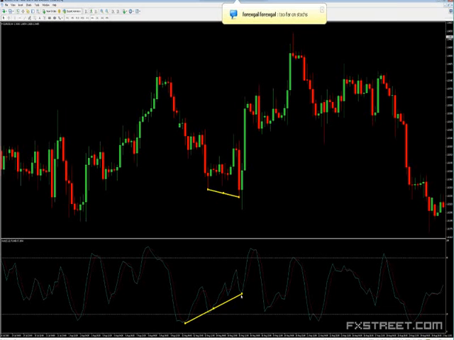Okay, but remember what I was talking about. Not oversold area. You need to be in the oversold or overbought area to make you interested in an opposite.